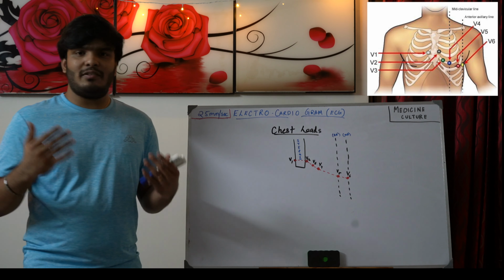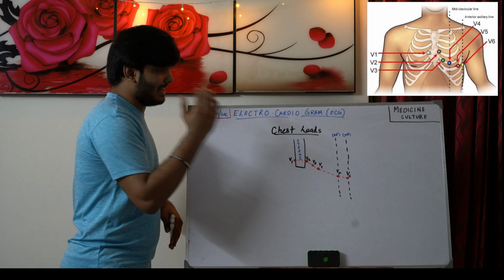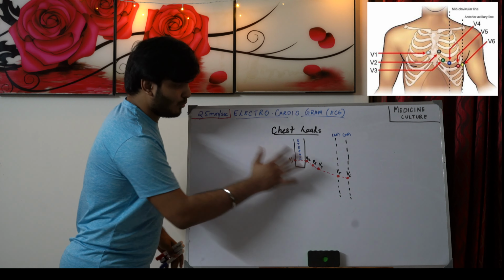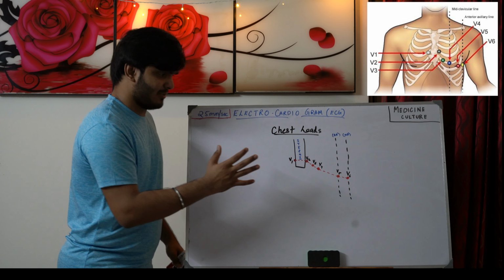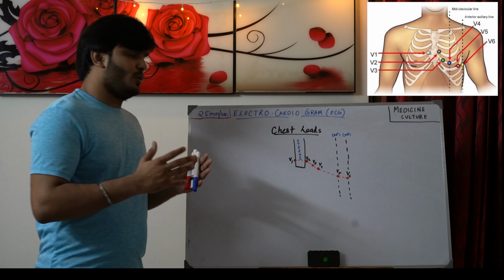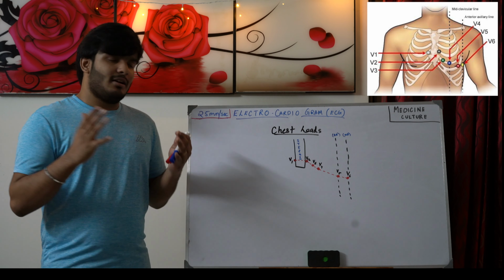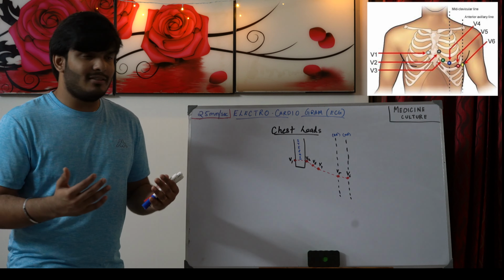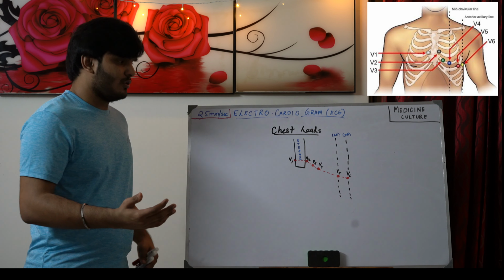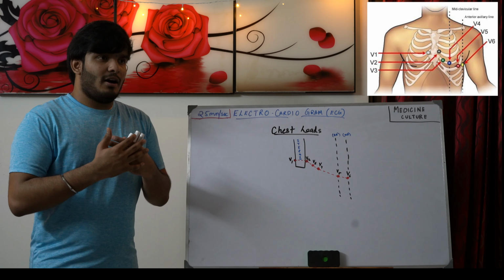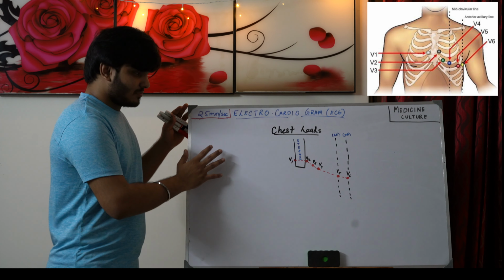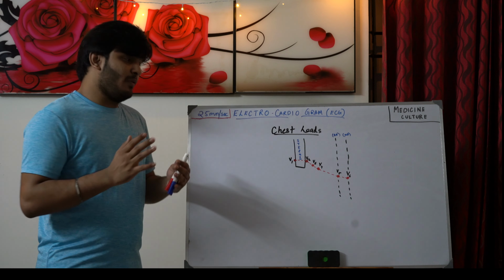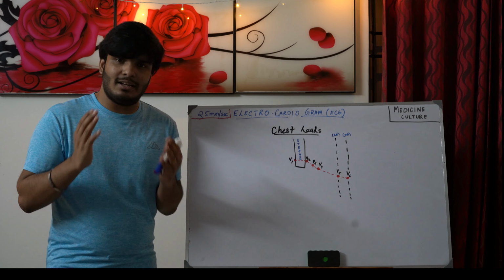V5 is placed on the anterior axillary line and V6 is placed on the mid axillary line. So this is the connection from V1 to V6. So we have covered the 12 leads of ECG. We saw bipolar leads, augmented unipolar leads, and chest leads also. We saw the purpose of all these leads. So these are the 6 unipolar chest leads. I have said before, V1 to V6 are the anterior leads.